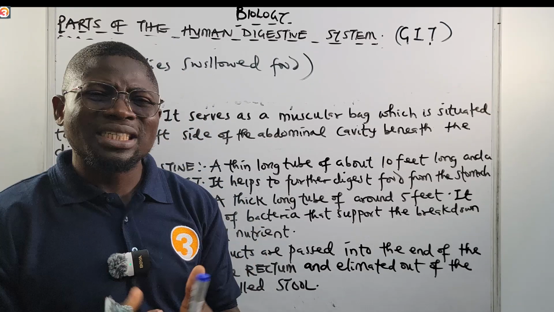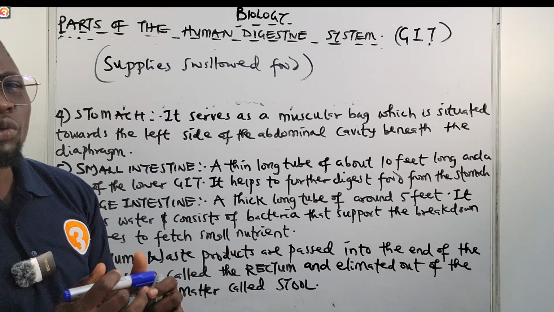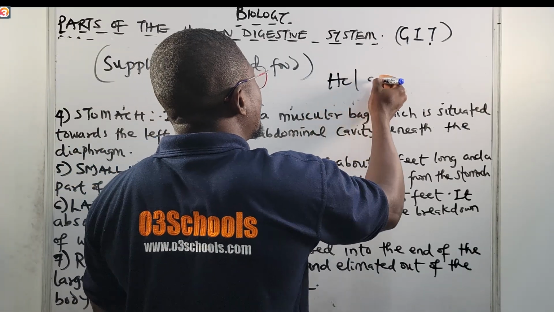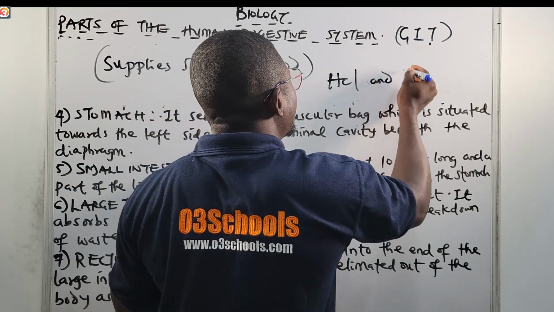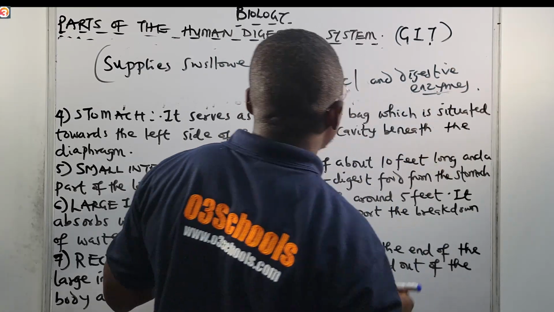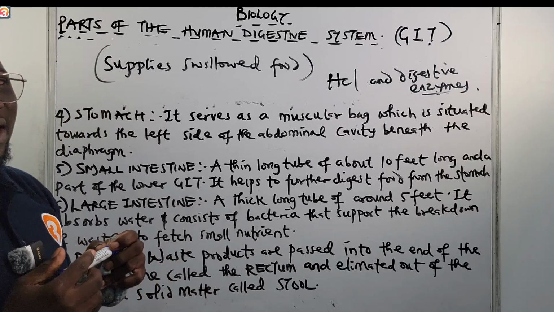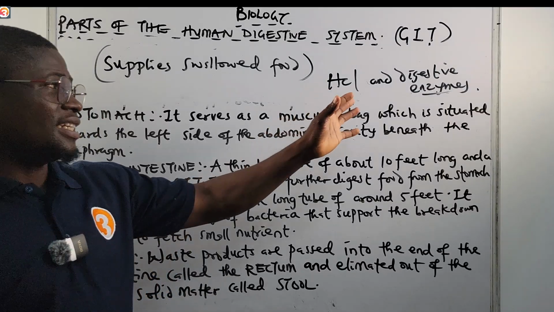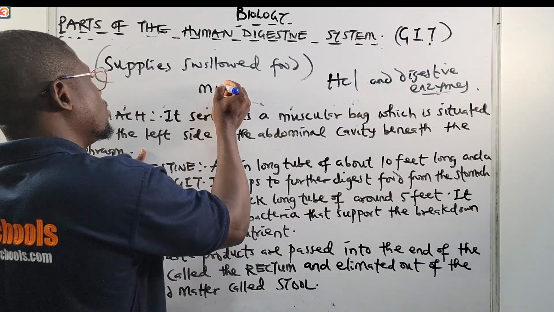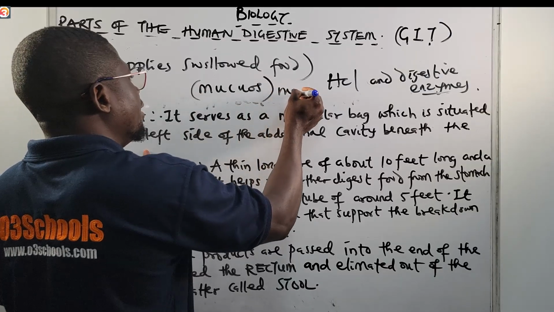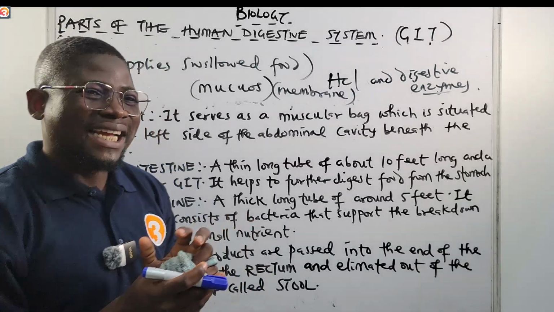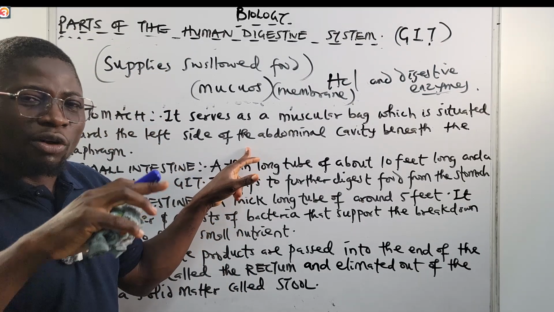And what happens in this stomach? It also produces hydrochloric acid and digestive enzymes. In this stomach, there's a part we call the mucous membrane. This mucous membrane helps to protect the lining of the stomach.